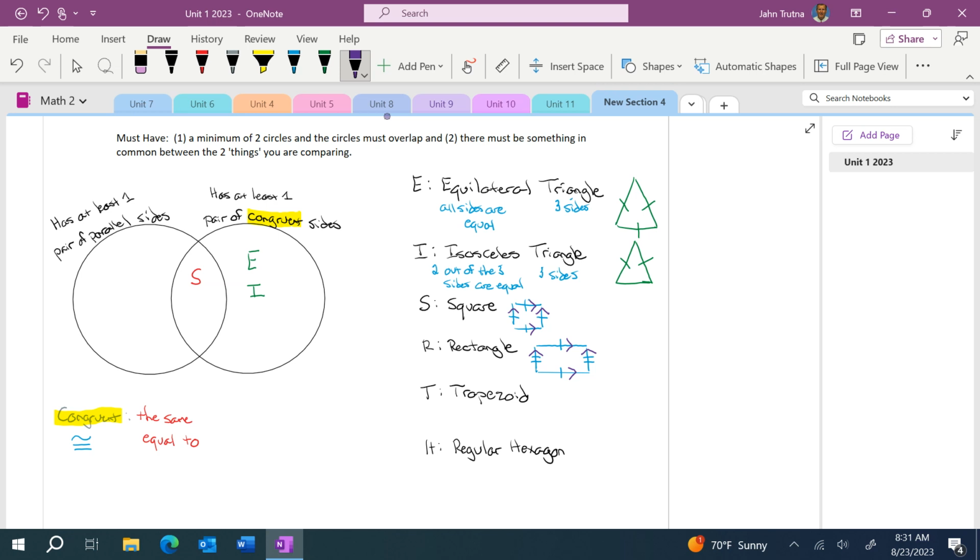Does a rectangle have at least one pair of congruent sides? The answer is yes, it does. The top and the bottom are congruent. That's a pair of congruent sides. So the rectangle, both of these criteria are common in a rectangle. So we're going to put rectangle in the common space. Some of us refer to that as the middle, which is fine. Okay, how about a trapezoid?